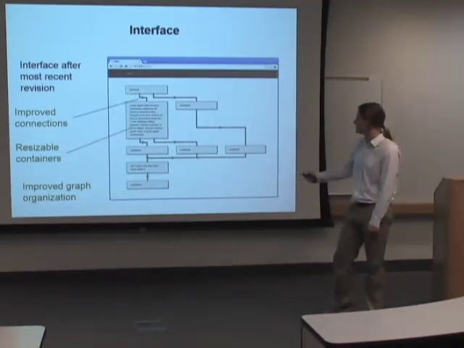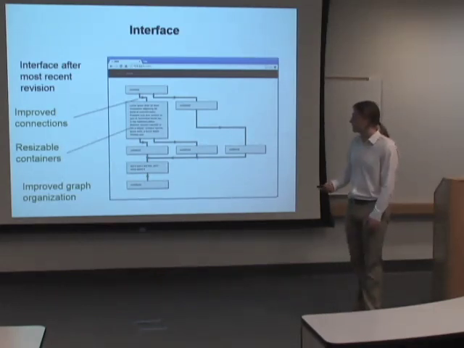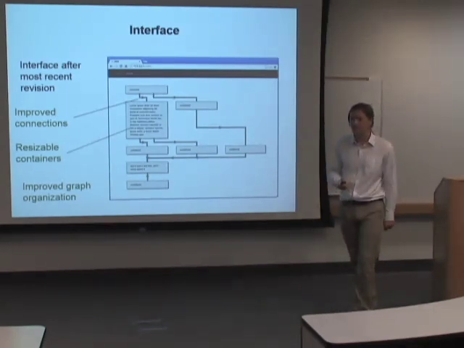As you can see, there are multiple connections stemming from each box. So it's very clear. You can see that this function leads to this function or this function. And these resize, everything fits very nicely. But the really important part to think of is the graph organization.